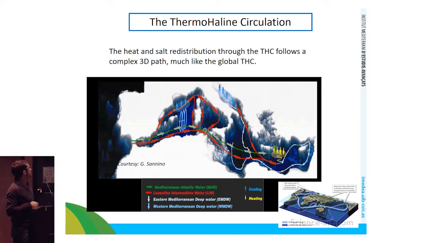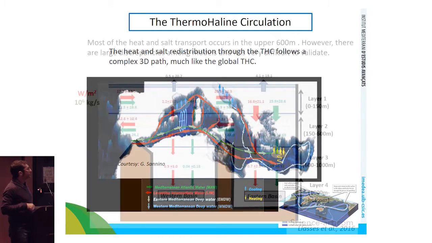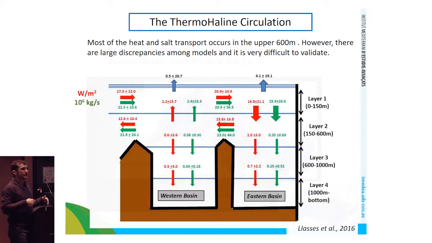But one of the problems of this is that this is obviously an artistic view of what happens, but really it's very, very difficult to measure this. And so we need models. And here what I showed you is a schematic view of this circulation. These are boxes, Western Mediterranean, Eastern Mediterranean, different layers. In red, we have the heat transport, and in green, the salt transport. And these are the results from an ensemble of regional models in the framework of the MedCortex project.